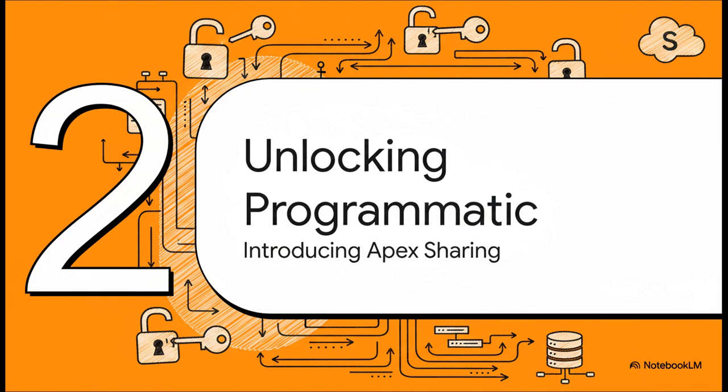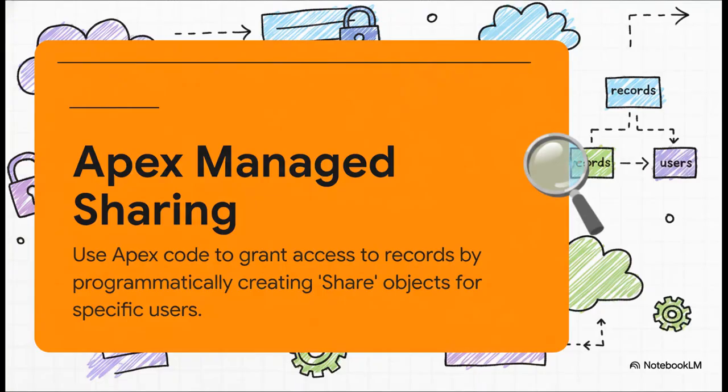We don't need another key. We need a programmable locksmith. And that locksmith is Apex Managed Sharing. When you boil it all down, the concept is actually pretty simple. We're just going to write some Apex code to create sharing permissions ourselves. We'll do it record by record for the specific users who need access at the exact moment they need it.